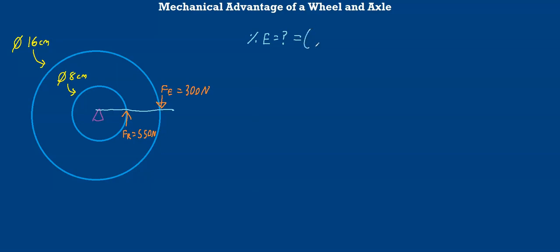And by now you should know your percent efficiency equation. It is just your AMA divided by your IMA multiplied by 100. So we'll put AMA on top and our IMA on bottom.